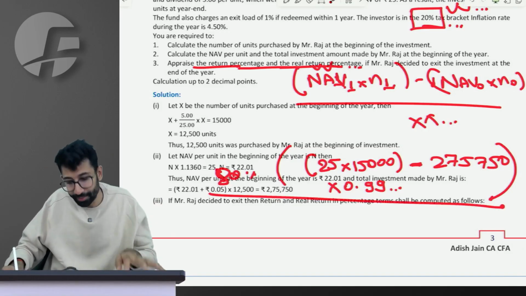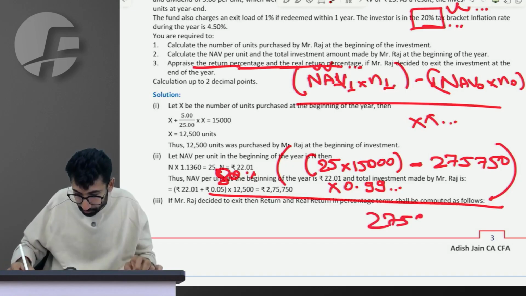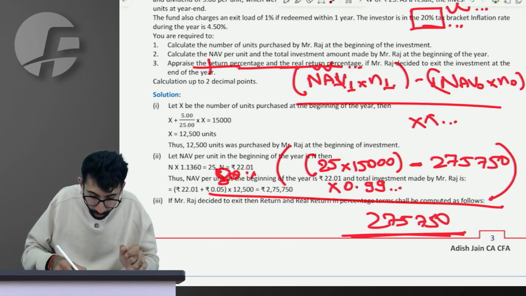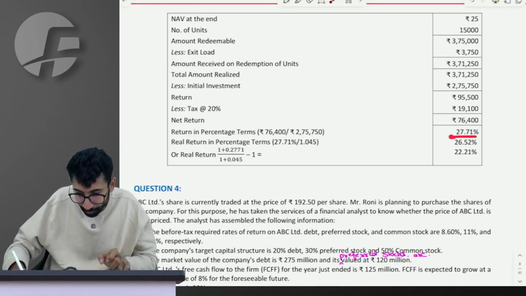So let us calculate the numerator. 25 multiplied by 15,000 gives me 375,000, minus 1% is 371,250, minus 275,750, whole multiplied by 80%, divided by the amount of investment of 275,750, right? So overall the return I could earn through this formula is 27.706, which is 27.71%.